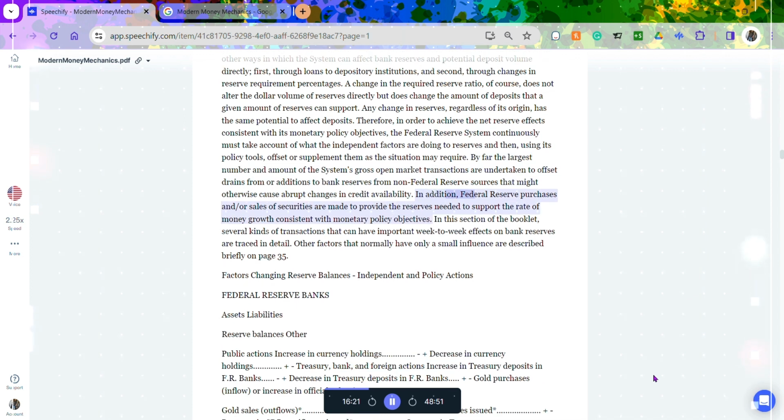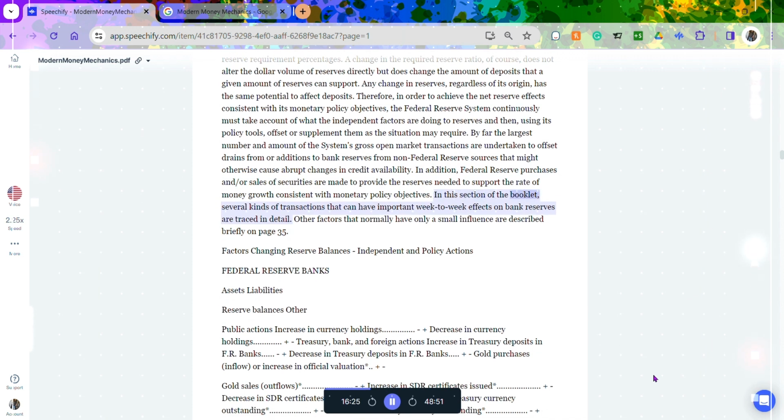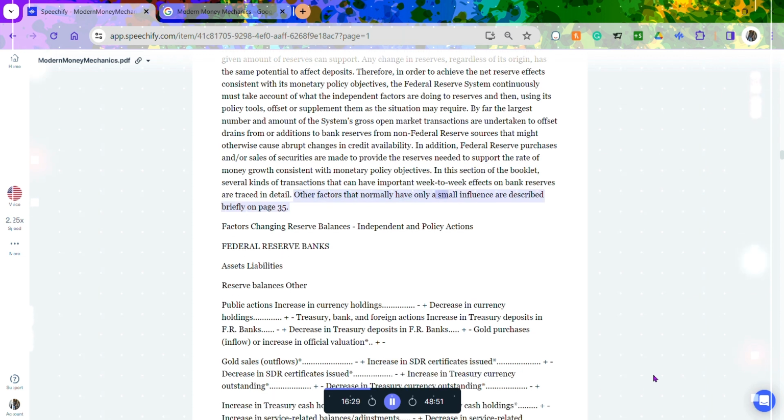In addition, Federal Reserve purchases and/or sales of securities are made to provide the reserves needed to support the rate of money growth consistent with monetary policy objectives. In this section of the booklet, several kinds of transactions that can have important week-to-week effects on bank reserves are traced in detail. Other factors that normally have only a small influence are described briefly on page 35.